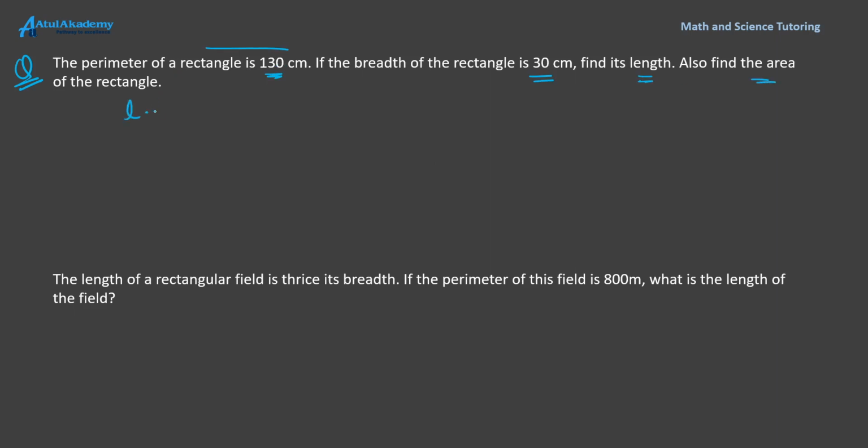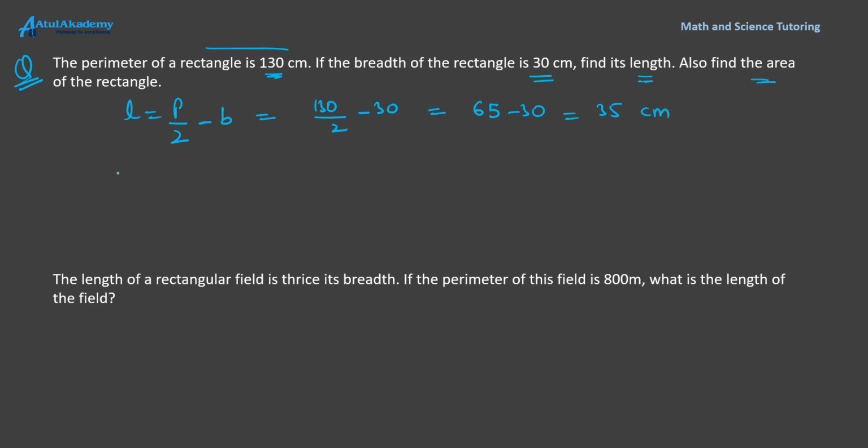So I'll say length will be equal to perimeter divided by 2 minus breadth. Find out the length. 130 divided by 2 minus 30. What will that be? 65 minus 30, which is how much? 35, and the unit is centimeter. Okay, done.